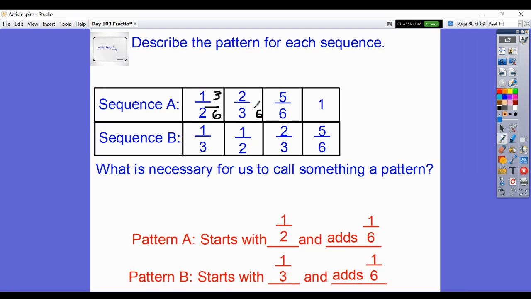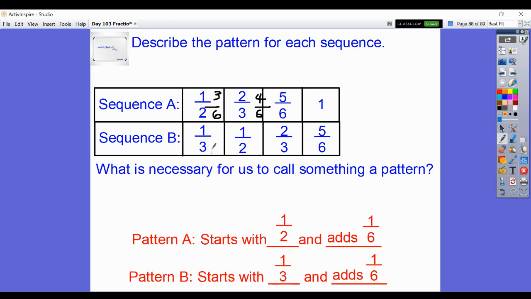Okay, so 3/6 plus 1/6 is 4/6. And 4/6 is the same as 2/3 because 2 times 3 is 6 and 2 times 2 is 4. Then 4/6 plus 1/6 is 5/6, and 5/6 plus 1/6 is 1 whole.